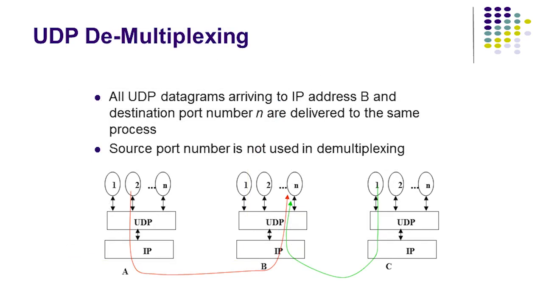This diagram illustrates the demultiplexing process. All UDP datagrams arriving at IP address B and destination port number N are delivered to the same process. The source port number is not used in demultiplexing.